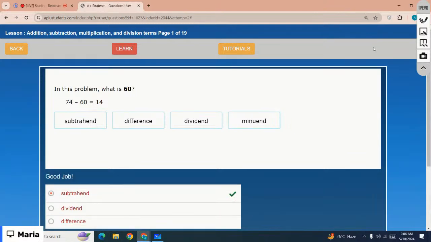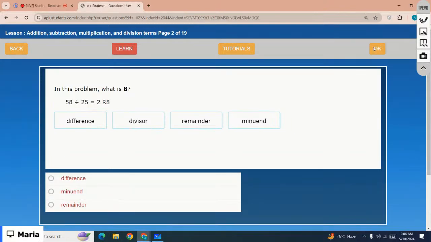Okay, the next one is, in this problem, what is 8? 58 divided by 25 equals 2 r 8. So which is the correct option? 8 is the remainder. The one after r is always the remainder.